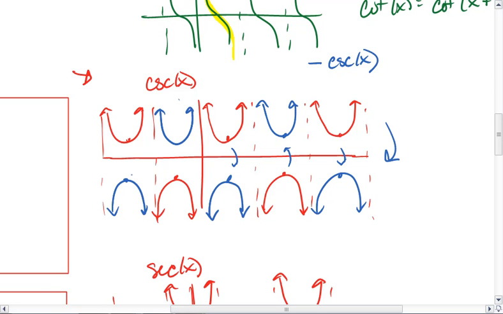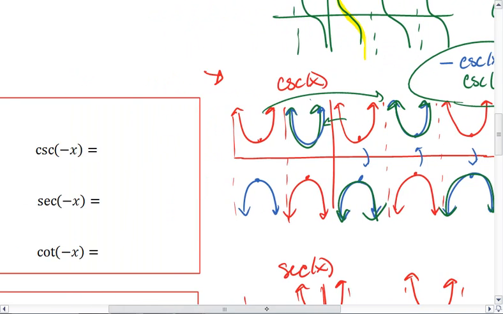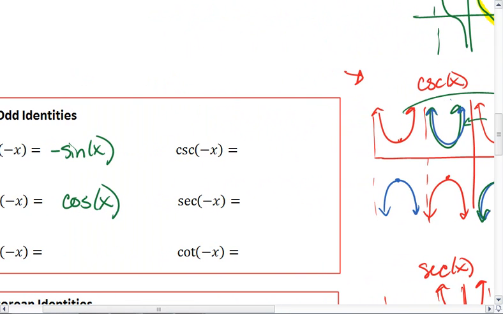Okay. Now what happens when I reflect across the y-axis? Well, this parabola flips over to this side. This parabola gets flipped over to this side. And I actually get the same graph as the blue. Thus, for cosecant, cosecant of negative x equals negative cosecant of x.